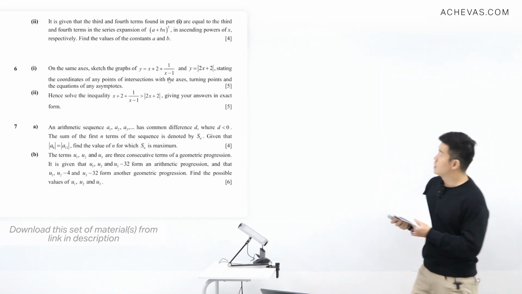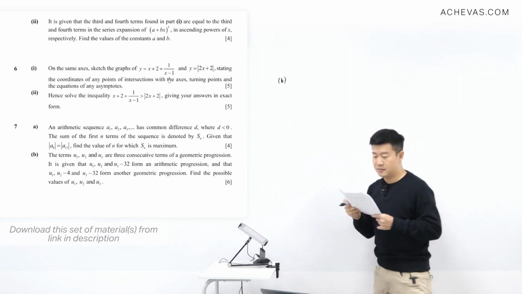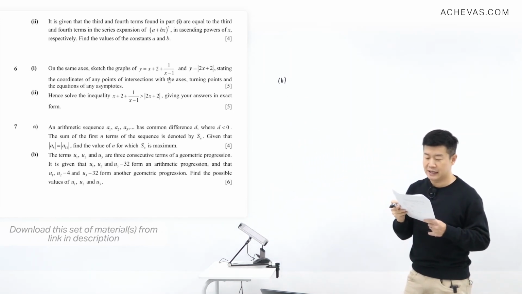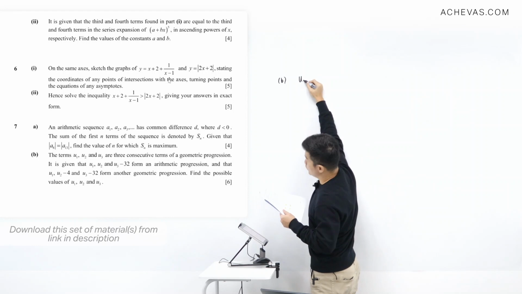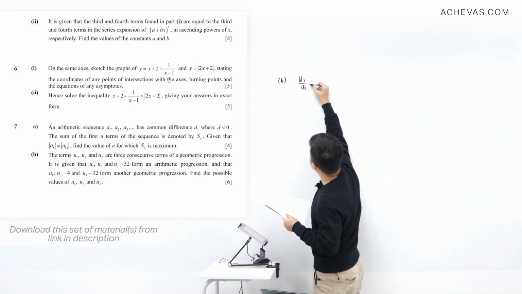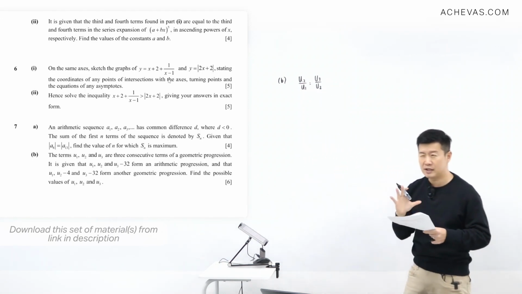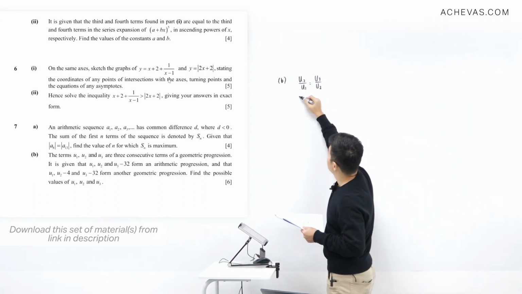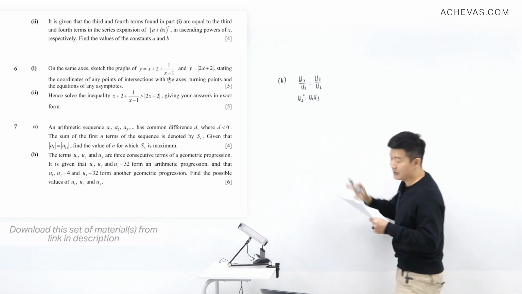So according to the question, the terms u1, u2, u3 are three consecutive terms of a geometric progression, which means that u2 over u1 is going to be equal to u3 over u2. Okay, we can do a little bit of manipulation to this definitely, which is if I were to cross multiply, we know u2 squared is equal to u1 times u3. I'm going to just leave it as it is first, okay?